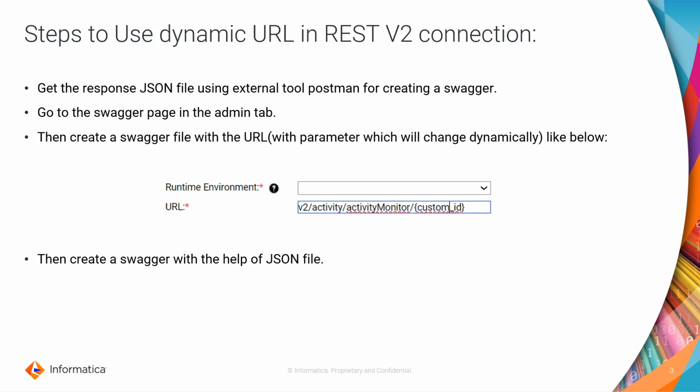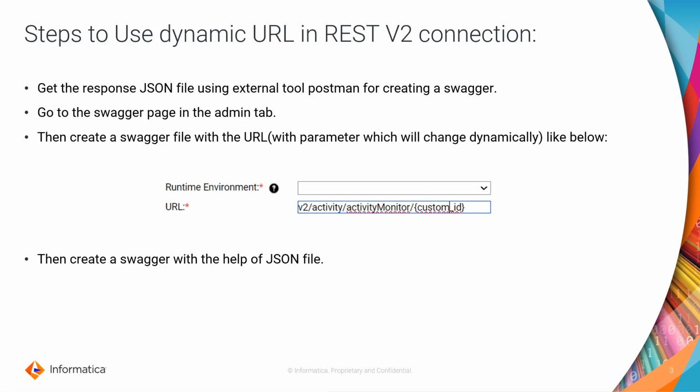Usually we create the Swagger by giving the details of the particular API in the Swagger page. But for this dynamic URL, you need to give the URL with a parameter, like the attached snippet. Here you can see the custom ID. You can give the particular parameter which you will dynamically change in the URL.